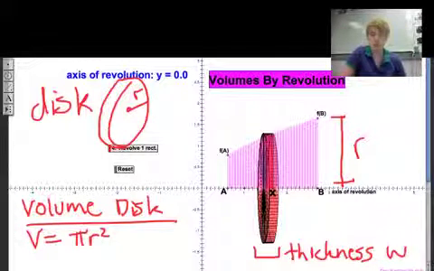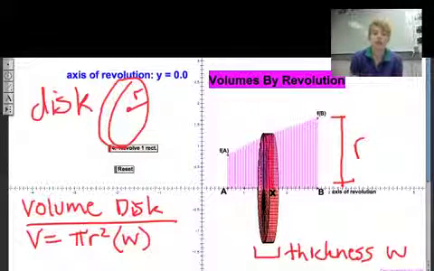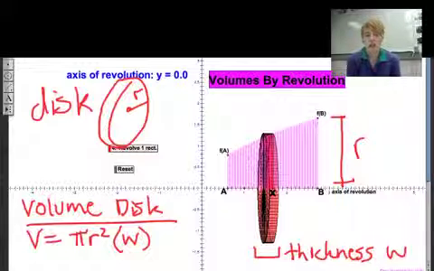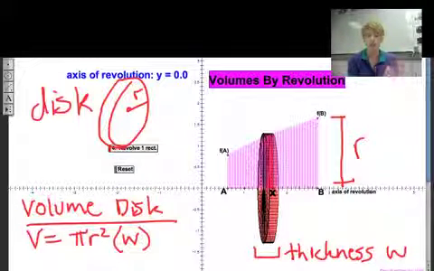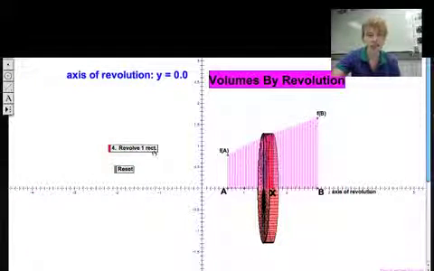And thickness, remember I called it W, so I'm going to write times the thickness, which is W. Now, the plan with this is that's just the volume of a single disk. What I'm really going to do is chop up this space into thousands and thousands of little tiny disks and add up the volume of every single one of them to get the whole entire object. That's my plan. So let's look at what that would look like.